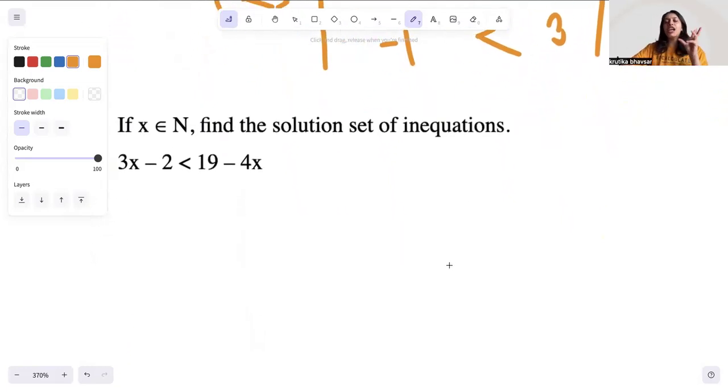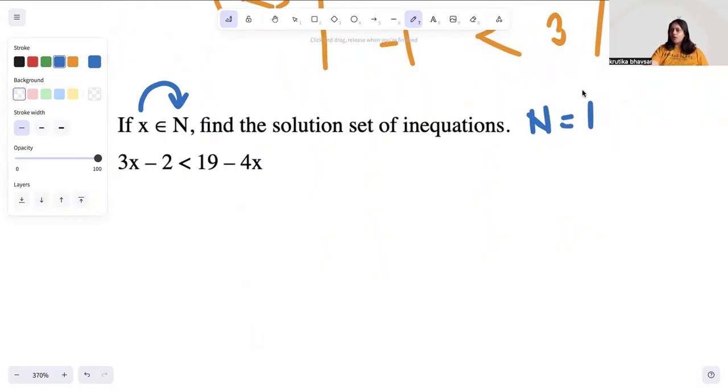Now that we kind of understood the behavior of inequalities, let's move towards some little more interesting questions. We need to find the solution set of this inequation. So the inequation is given and this x belongs to natural. This is a very important thing given to us, that x belongs to natural. What does natural number mean?